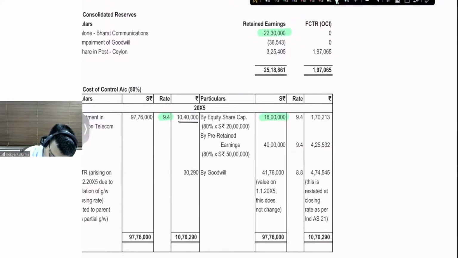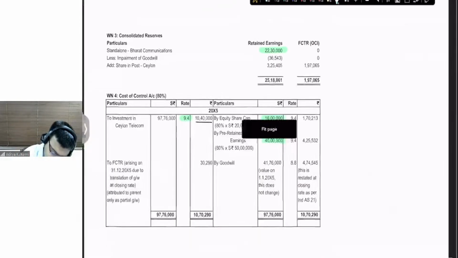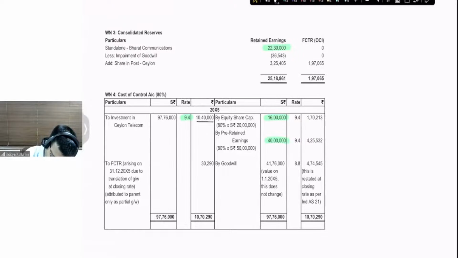Okay. So I ultimately get my goodwill at 41,76,000. Fine. Is this the normal way you calculate the goodwill? Yes, sir. This is the normal way you calculate goodwill. Okay. Investment in Ceylon, investment in subsidiary, equity share capital, pre-acquisition reserves. So this is the goodwill. This is the value on 1st January 20x5.